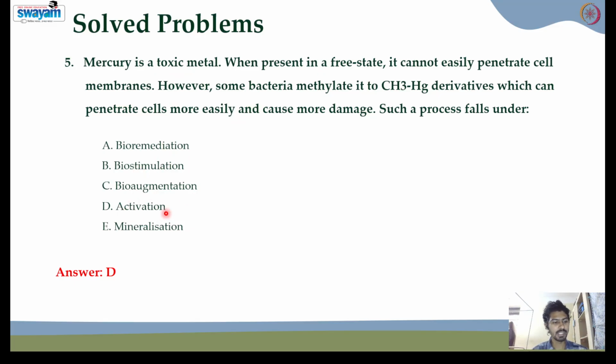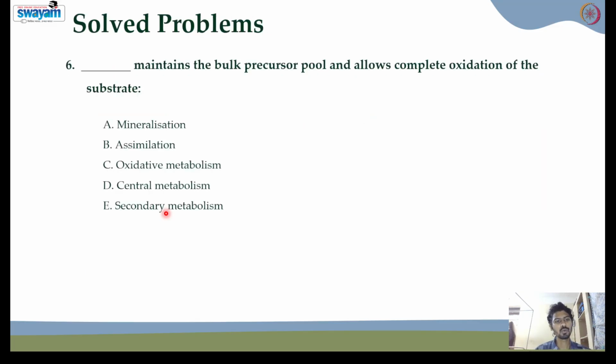I hope you got the idea of what activation is and how it is used in this scenario. We will move on to the next question: which maintains the bulk precursor pool and allows complete oxidation of the substrate? Option A, mineralization. Option B, assimilation. Option C, oxidative metabolism. Option D, central metabolism. Option E, secondary metabolism. Among these, which maintains the bulk precursor pool and allows complete oxidation of the substrate?